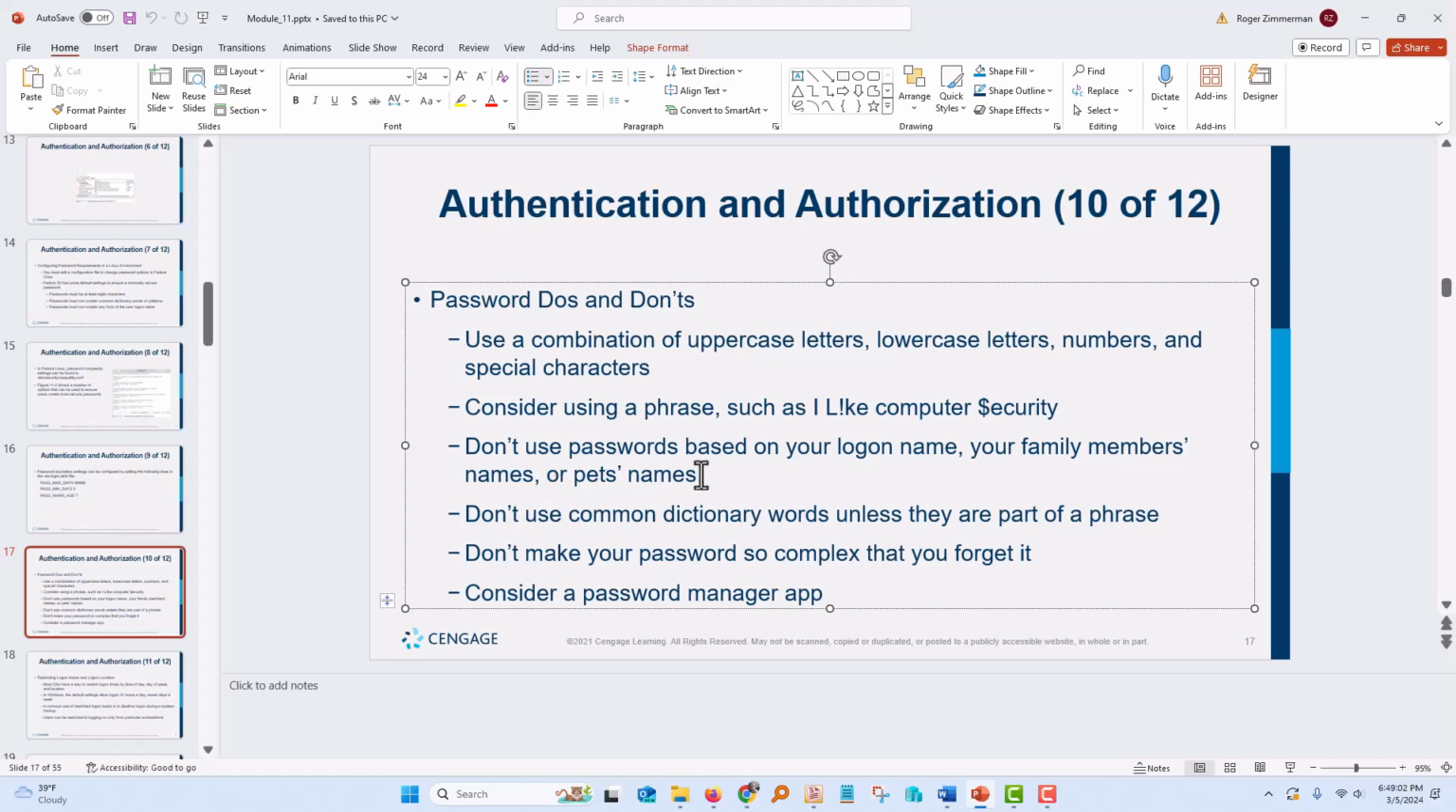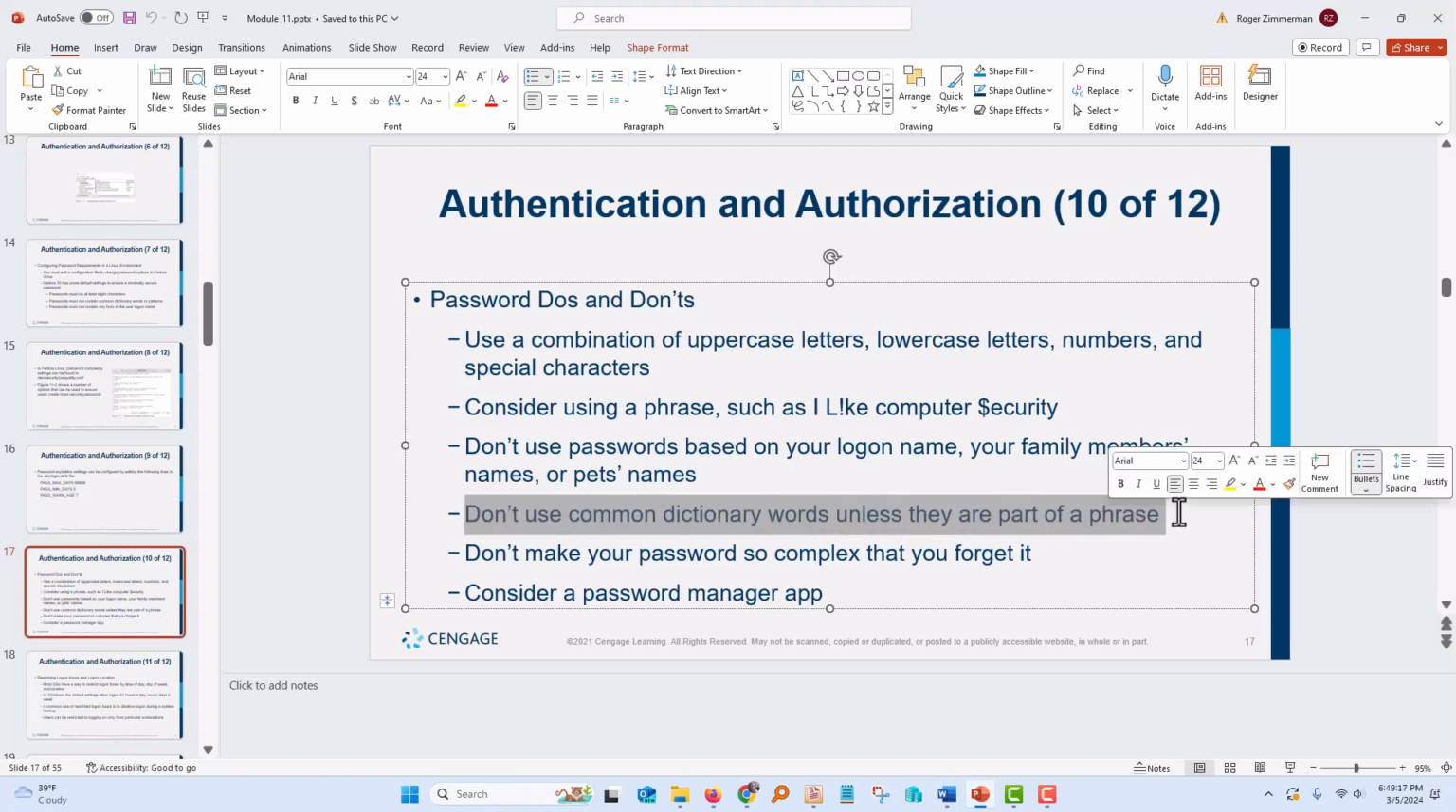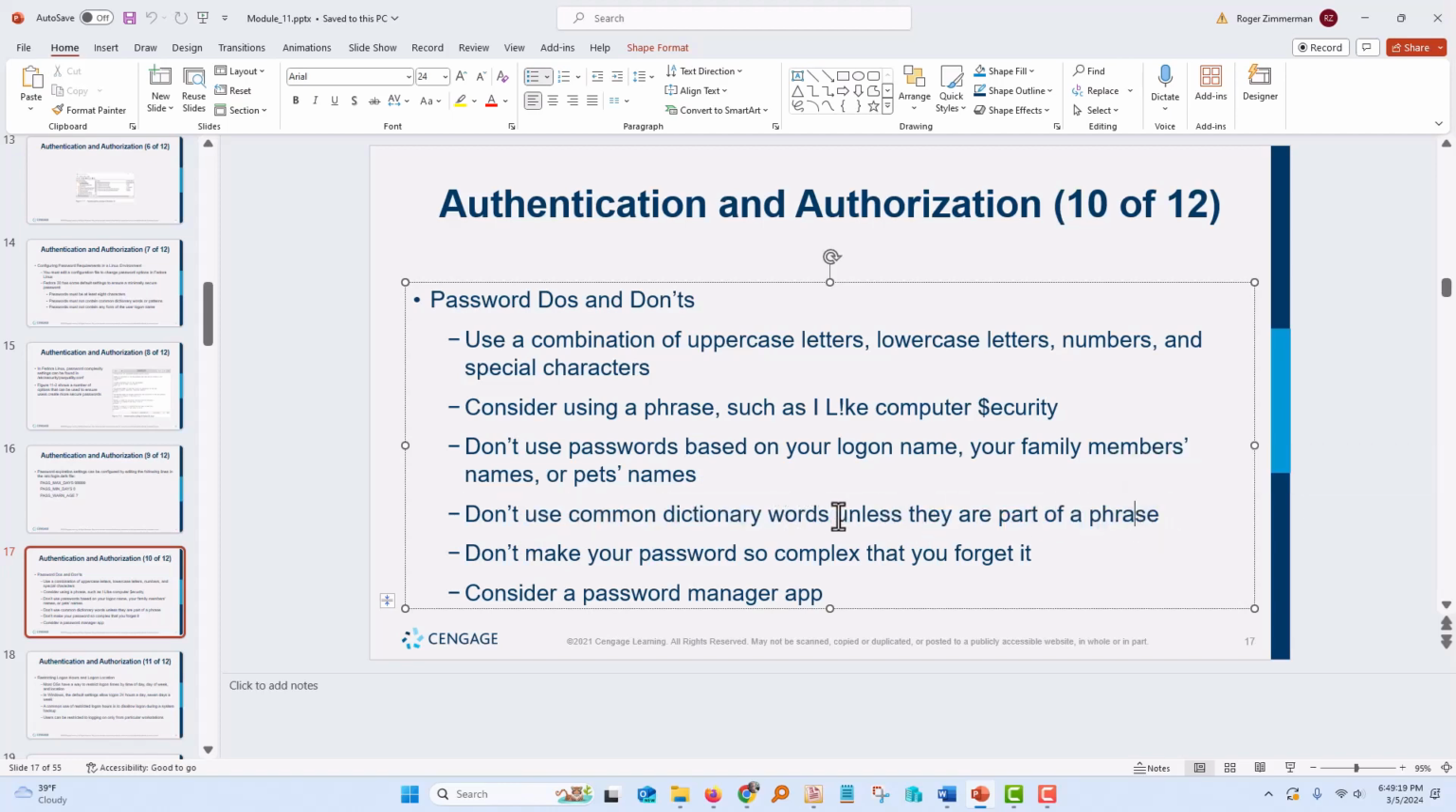Bible verses, I see that one a lot because it has uppercase, lowercase, numbers, and then the colon, but they're so common that you probably shouldn't use those. Don't use dictionary words unless they're part of a phrase. Unless they're part of a phrase, that's an important phrase right there. Don't make your password so complex that you forget it. When you turn on password complexity, sometimes you force people to make it so complex that they don't remember it. That is really a bad practice, and you should not do that.